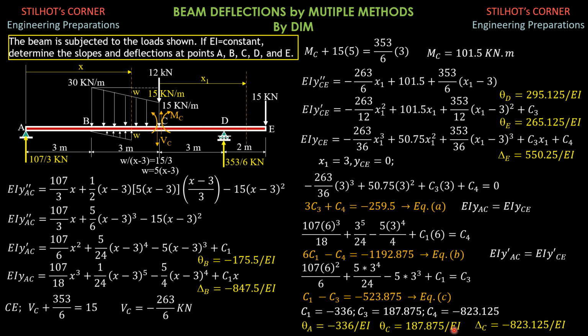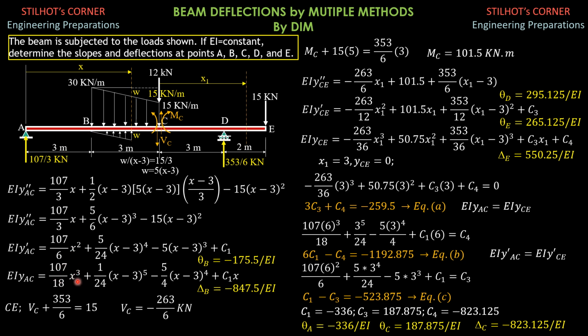We can now solve equations A, B, and C simultaneously with your high-tech calculator. So we obtain c sub 1 equals negative 336, c sub 3 equals 187.875, c sub 4 equals negative 823.125. So as mentioned earlier, c sub 1 divided by EI is theta A. So negative 336 over EI, that's theta A. Then c sub 3 is theta C, so divided by EI, 187.875 over EI, that's theta C. And c sub 4 divided by EI is delta C. So delta C is negative 823.125 over EI.